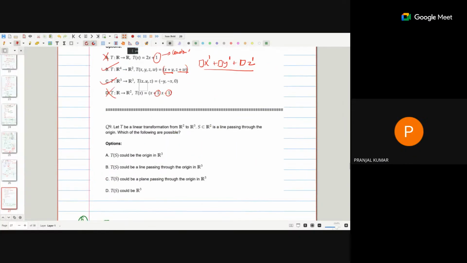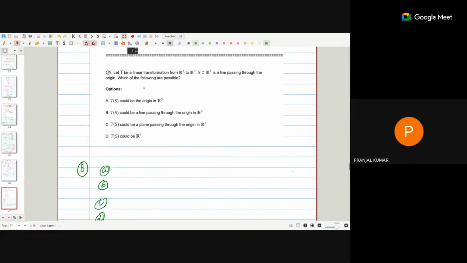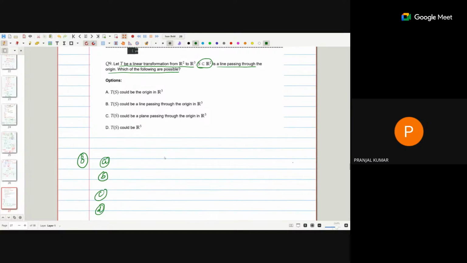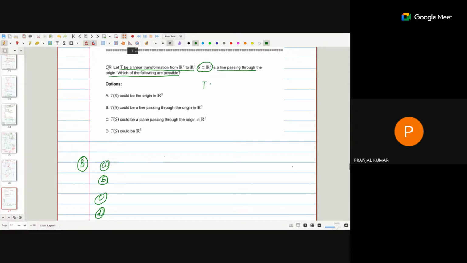Now, ninth question. Let T be a linear transformation from R2 to R3. S is a subset of R2, a line passing through the origin. Which of the following are possible for T of S? First of all, T is from R2 to R3. What will be the order of the matrix corresponding to this linear transformation? 3 by 2.